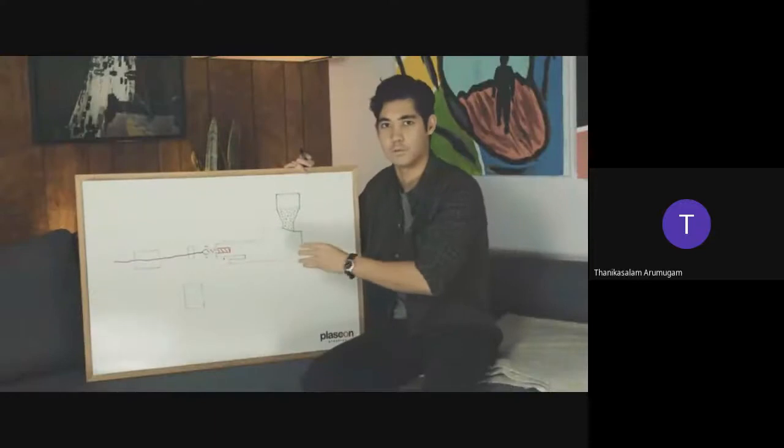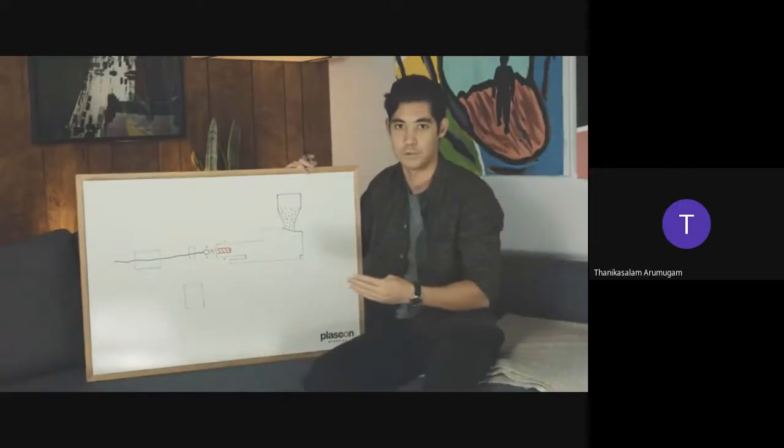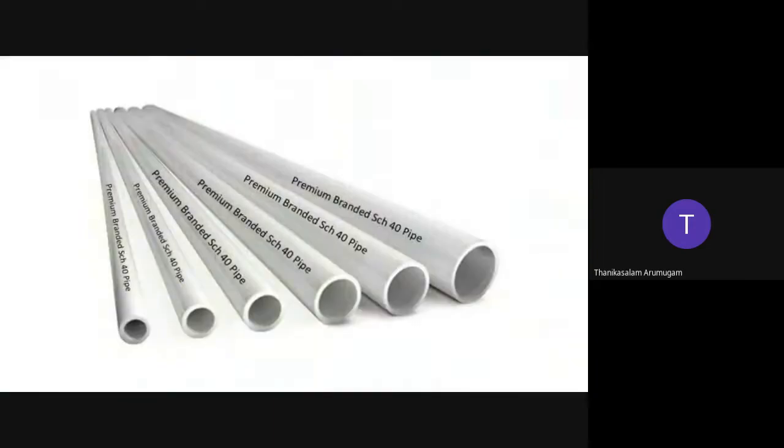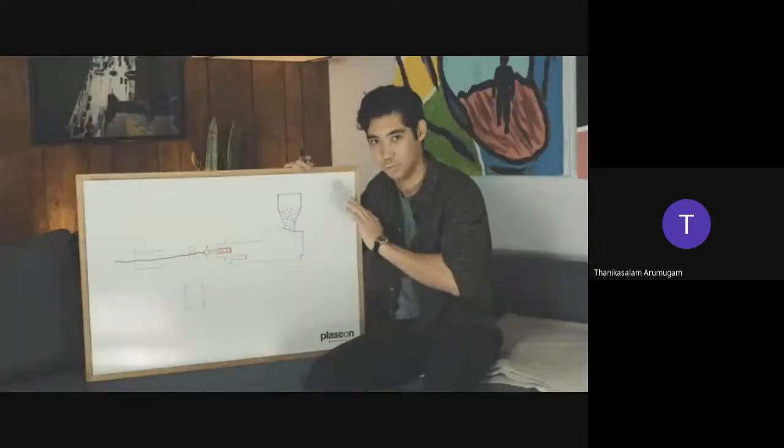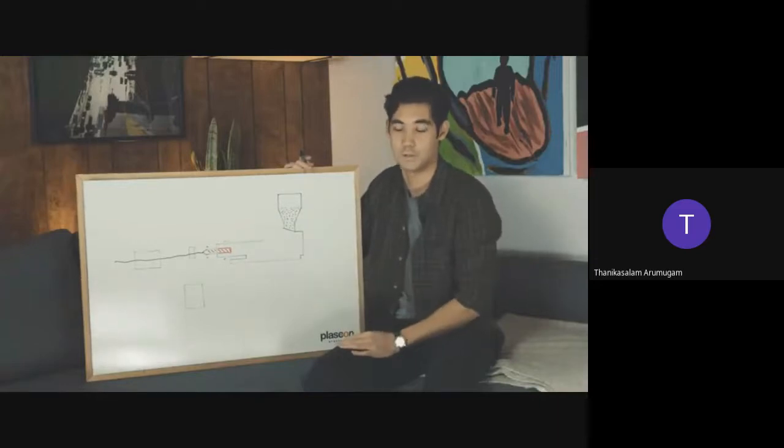So as you can see, you're making really long products with extrusion molding. These are going to be products like PVC pipe, weather sealing, straws, stuff like that. So anything that you see that's really long plastic is probably going to be extrusion molded.